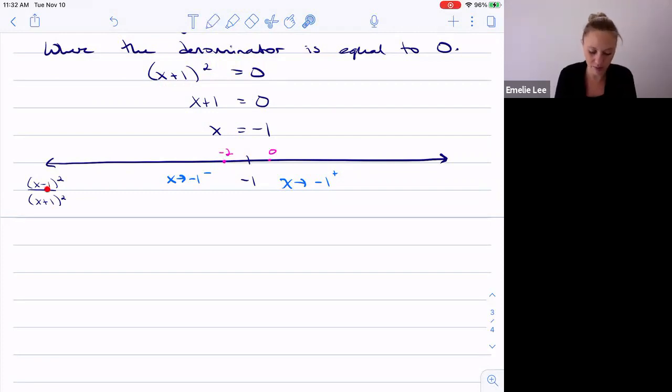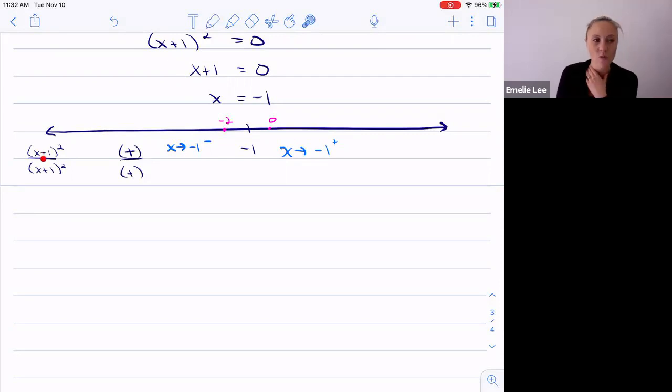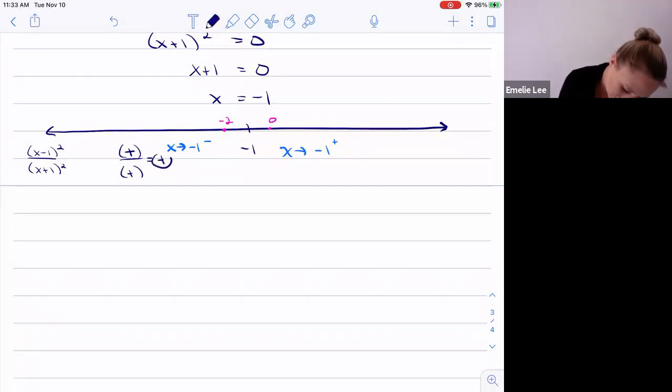I'm going to plug the test values in here and see if I get a positive or negative value. Spoiler alert: if I'm squaring a number, it's always positive. Anything squared is always positive. Anything to the power of 2, or to an even power, is always positive. So I'm going to get a positive over a positive on either side, and you can check it. -2 minus 1 is -3 squared, which is positive. -2 plus 1, negative squared, is positive. So positive over positive gives me a positive number.